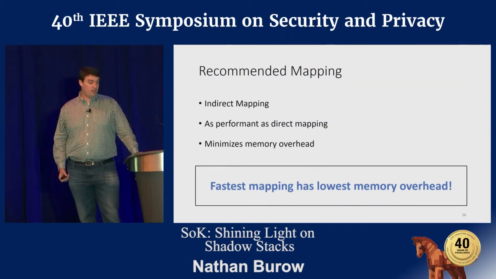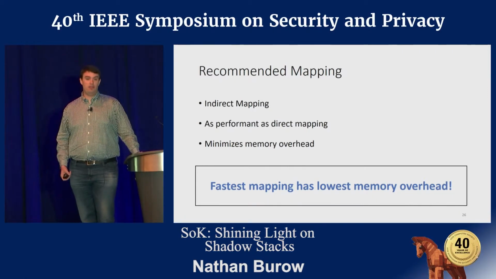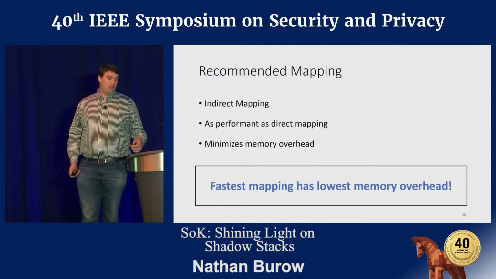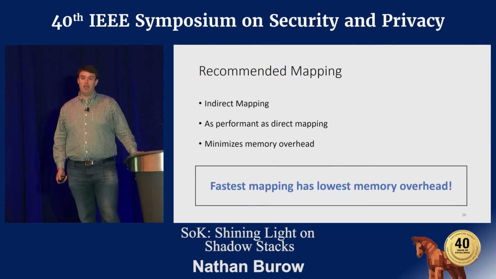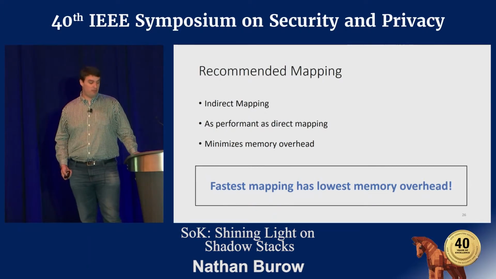So for the mapping, the indirect mapping, to evaluate this, we took all existing techniques for shadow stacks and a couple more that we identified as missing during our survey. We implemented them all in LLVM 7 and did some quantitative analysis and found that when using a general purpose register, the indirect mapping can be as performant as a direct mapping. And because it also saves memory space, obviously we go for this, because it's a rare case of having our cake and eating it too: the fastest mapping also has the lowest memory overhead.